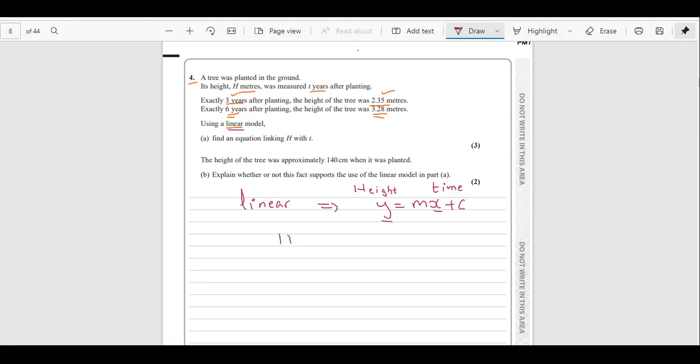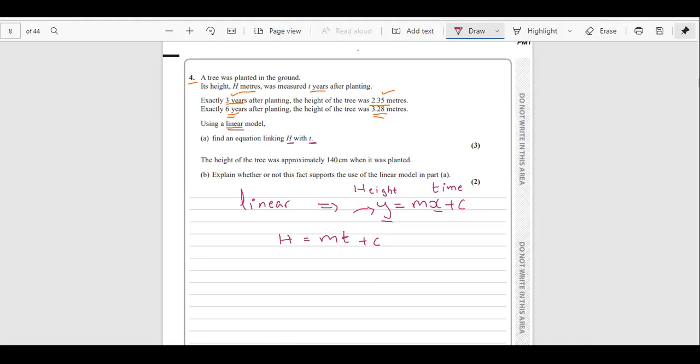h equals mt plus c. Since they said we need to use a linear model, we know that we will have something of this type. We need to replace y and x because y and x are in the general formula. We're not talking about something in general, we're talking about a tree which is growing after certain years. And we had to link h and t, so you have to replace h with y and t with x, right? So are you clear so far?